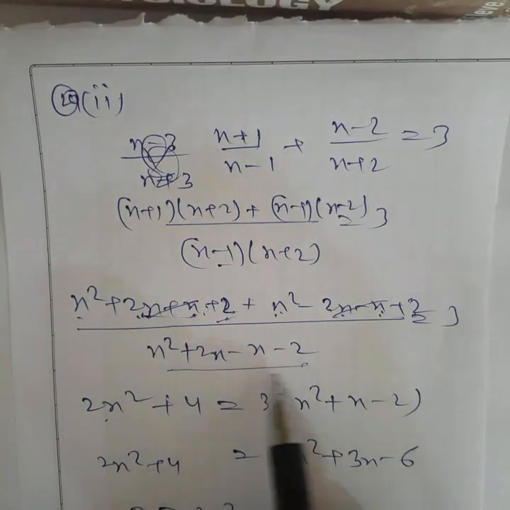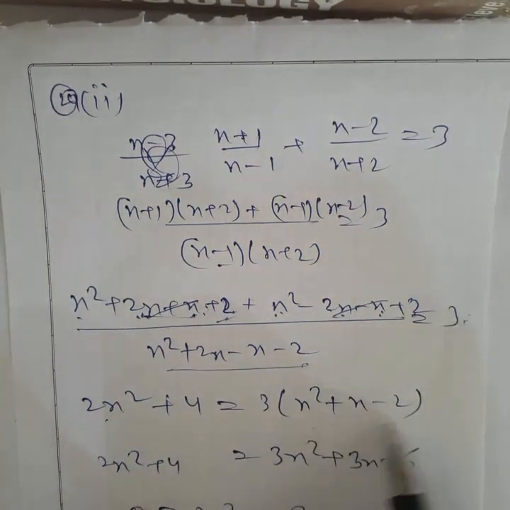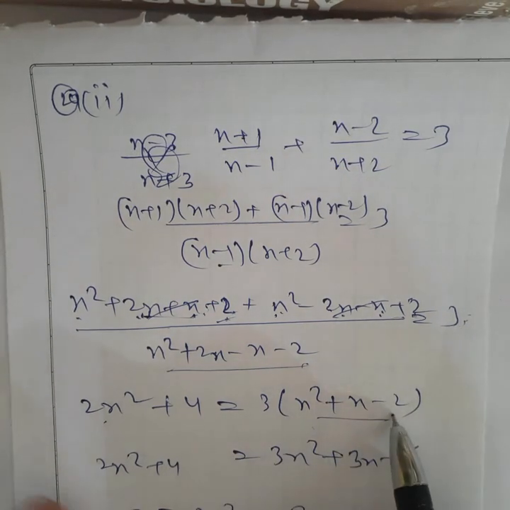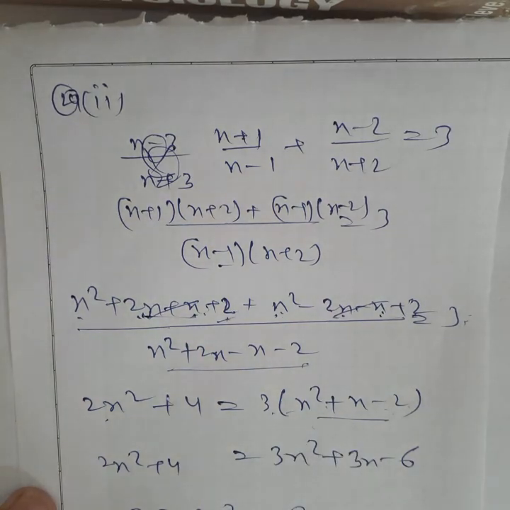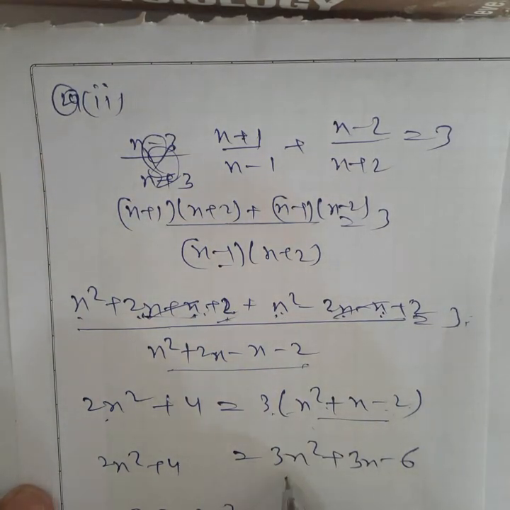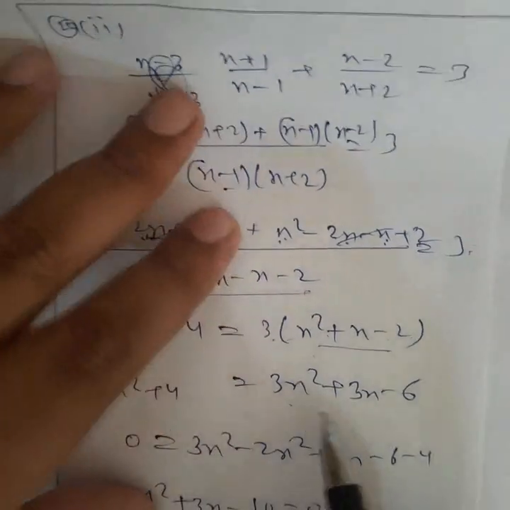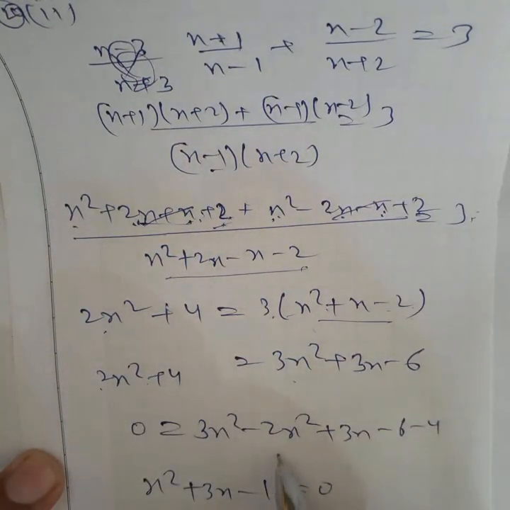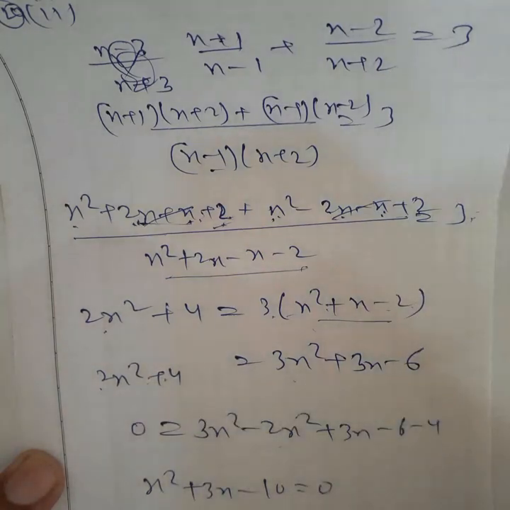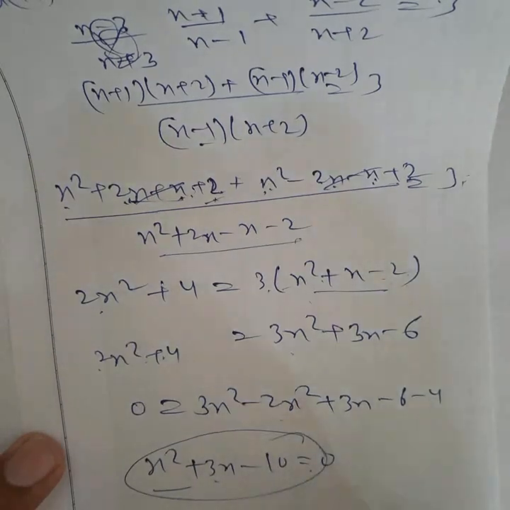Now this whole term is cross multiplied by 3, so we get x square plus x minus 2, and now again multiplying by 3 in the bracket, we will get 3x square plus 3x minus 6. Now taking 2x square to the opposite side and 4 also to the opposite side, we get x square plus 3x minus 10 is equals to 0. Now this equation can be solved by factorization.